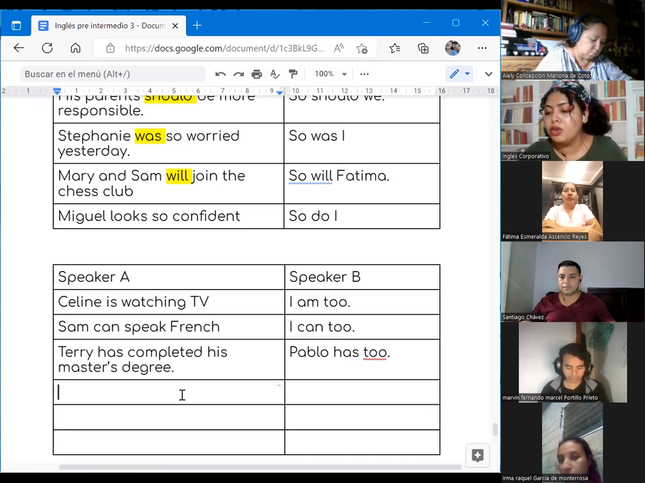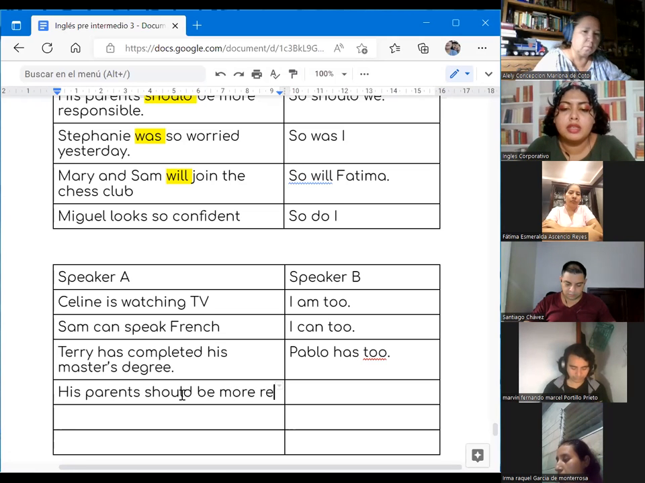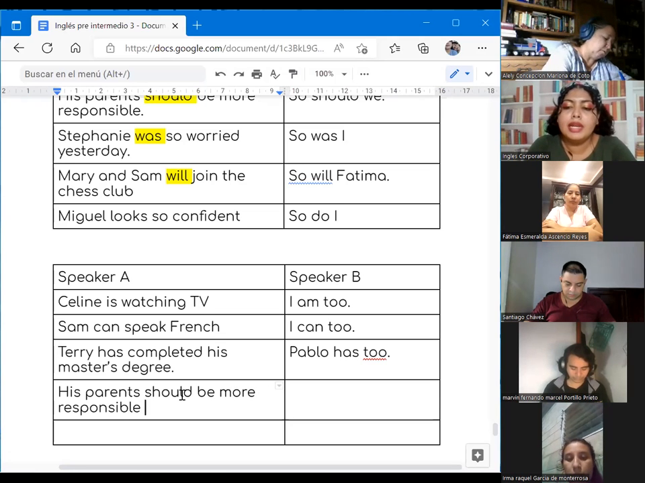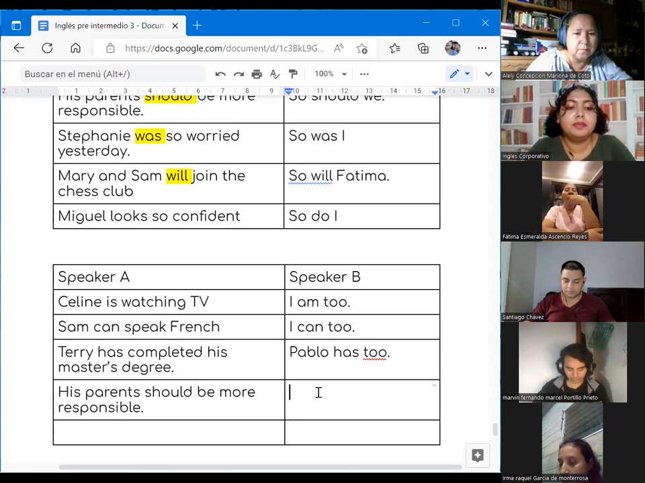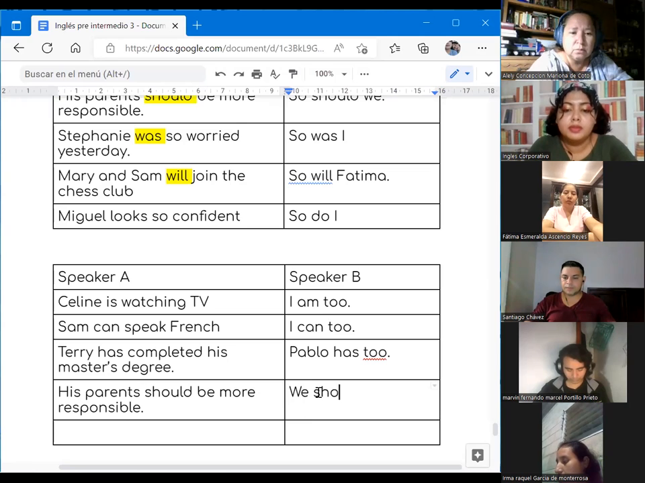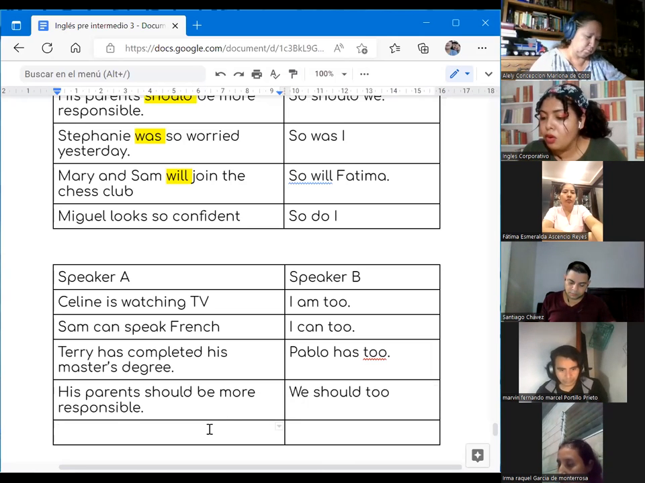Then we have the other one. His parents should be more responsible. Remember that in this one, we have we. So in this case, we are going to begin with? We shall too. We shall too. Good.